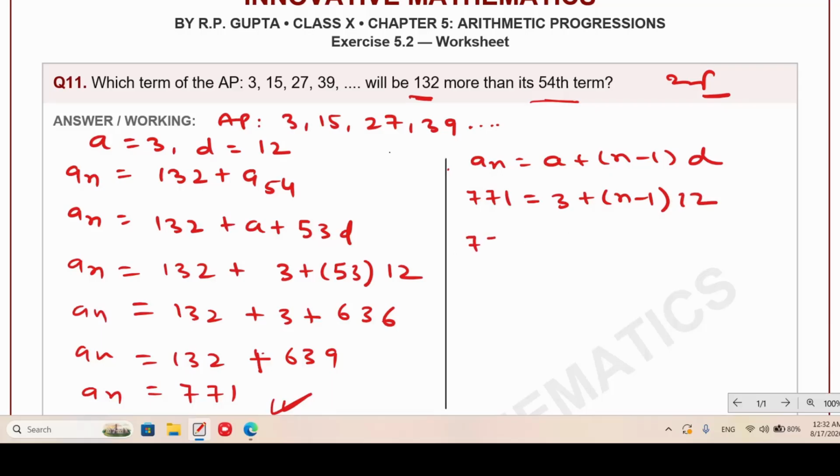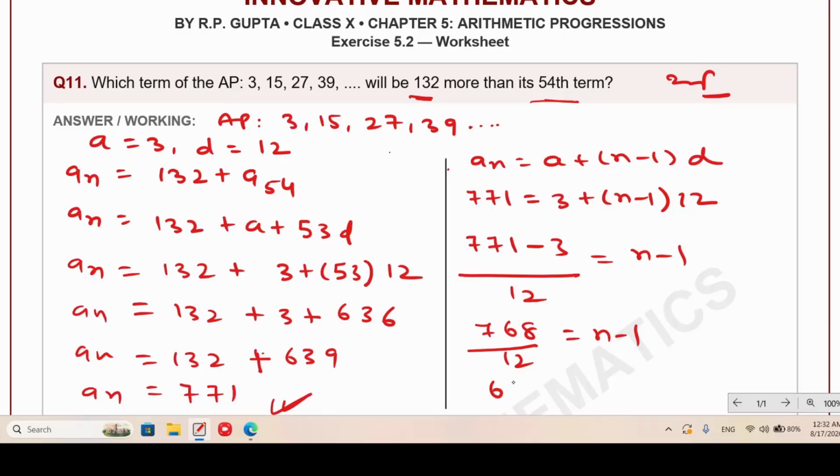Okay, so 771 minus 3 over 12 is equal to n minus 1. So this one is 768 over 12 is equal to n minus 1. So 12 6s are 72, 64 plus 1 equals n, which is n equals 65. Means the 65th term of the AP is this.